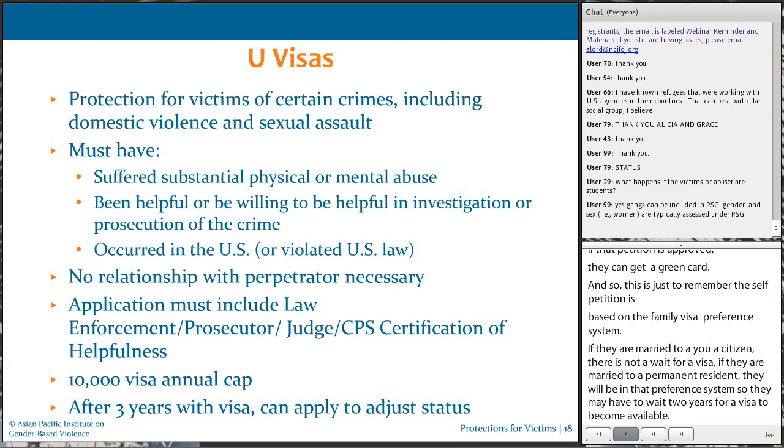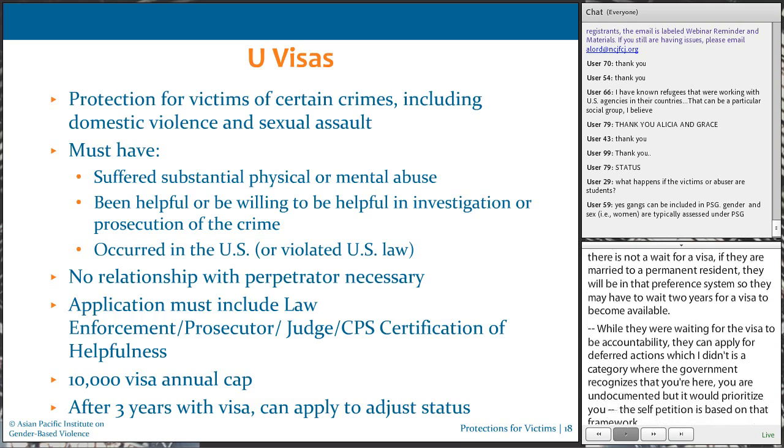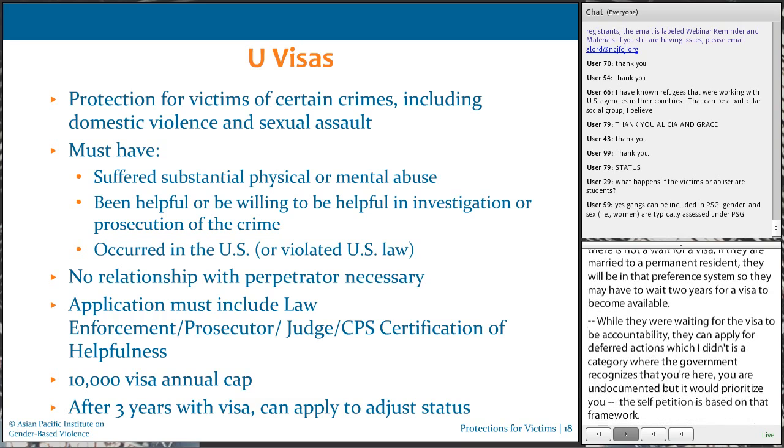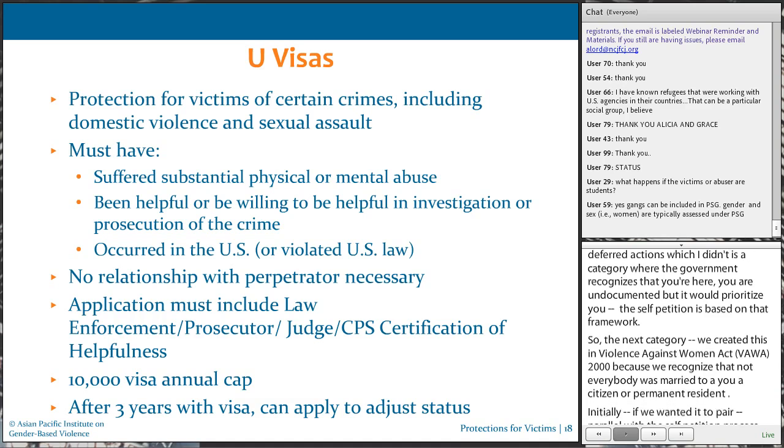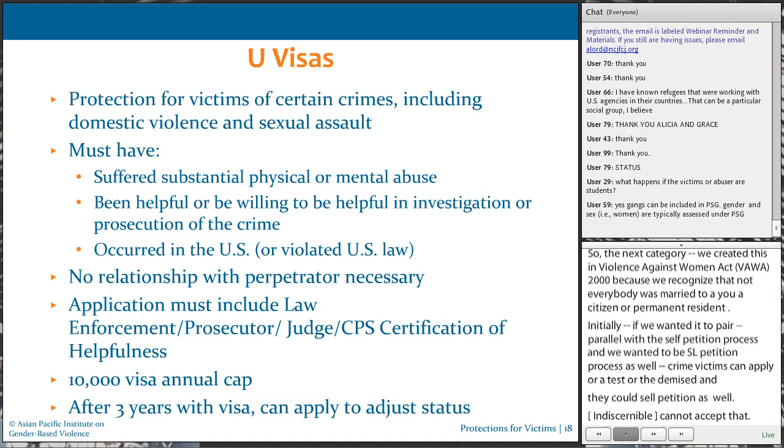So the next category, we created this in VAWA 2000 because we recognized that not everybody was married to a U.S. citizen or a permanent resident. And initially, the advocates that worked on this, we wanted it to parallel the VAWA self-petition process, and we wanted it to be a self-petition process as well, that crime victims could apply, they could attest that they were victimized, and they could self-petition as well. Well, that did not happen. Congress did not accept that. They didn't move forward with that proposal, and so they created this other thing. And it's called the U visa, crime victim visa.